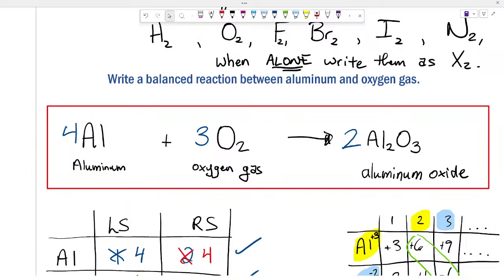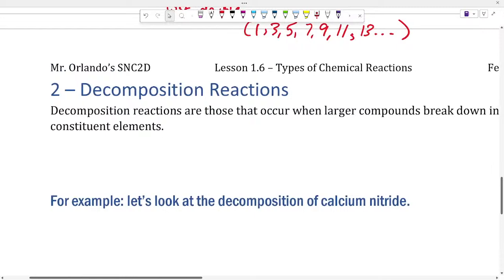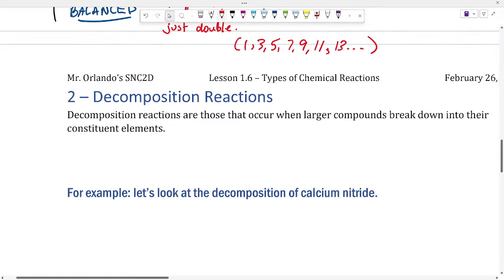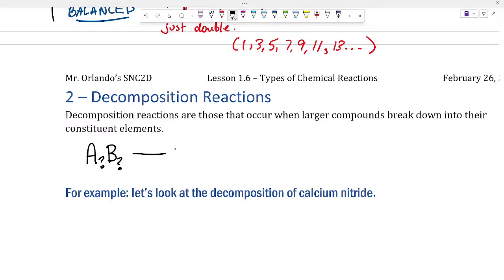Yeah. So that's the next reaction we're going to learn about, but it's really just the exact same thing. Does that make sense? It's just the exact same thing, but it's backwards. It's just undoing what we just did. And we call these decomposition reactions. What does it mean for something to decompose? Yeah, break down. Perfect answer. That's right. So in this case, we have some compound, A question mark, B question mark, whatever it may be, and it's going to break down into its parts.